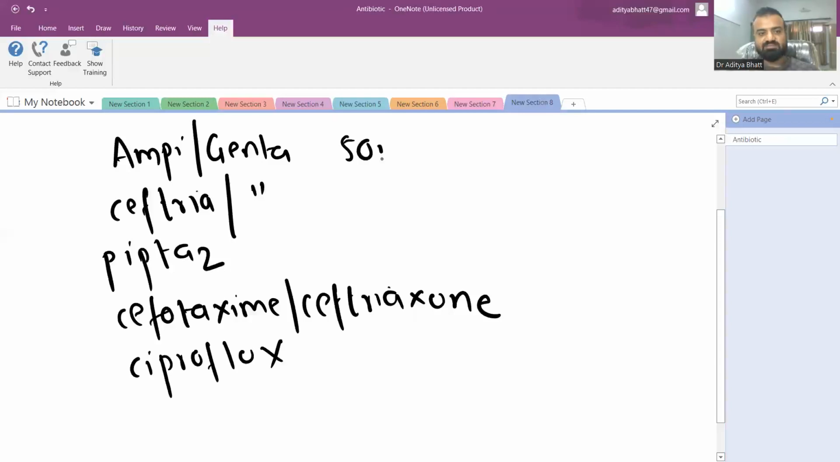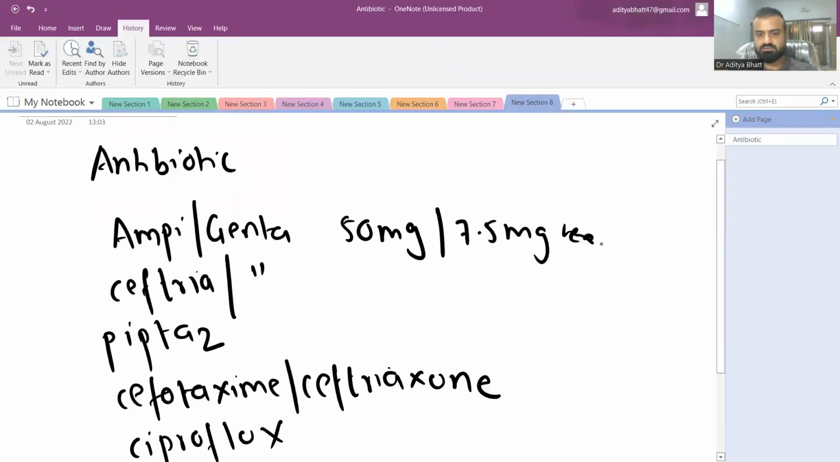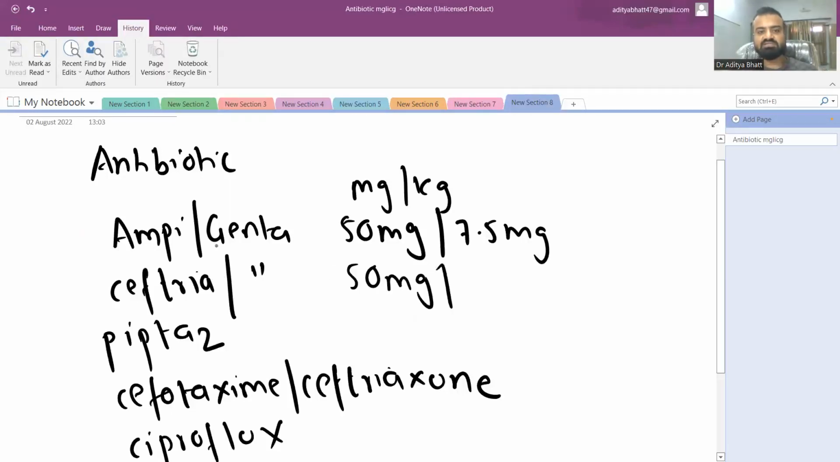Dosing: 50 mg per kg for MP, 7.5 mg per kg for Genta. See, all these doses are mg per kg. I will not mention it again and again. Ceftriaxone, 50 mg per kg. Ampicillin BD, ceftriaxone is also BD. Gentamicin is OD. Aminoglycosides are always given OD, and Piptaz you can give 75 to 100 mg per kg.